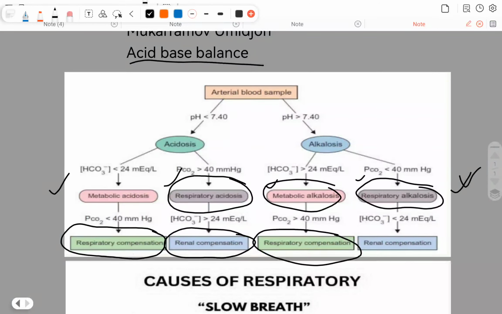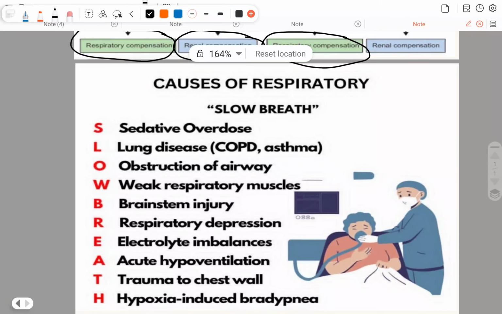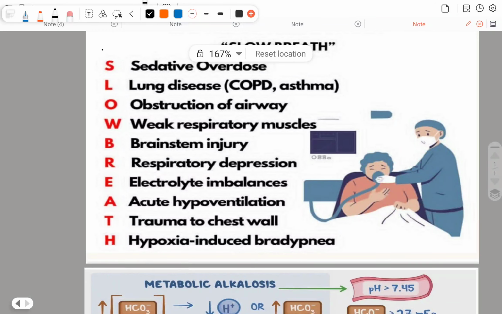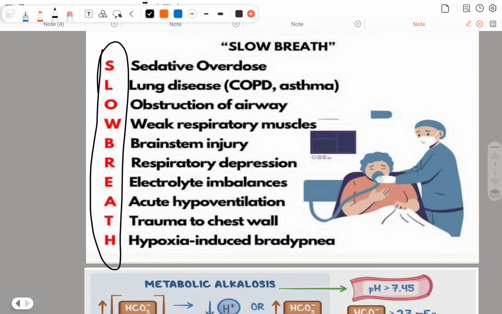Okay, and let's talk about the causes of respiratory acidosis. Respiratory acidosis, as I mentioned above, is caused by the dysfunction of the normal function of the respiratory system. There are several types and causes for the respiratory dysfunction. Let's talk about that mnemonic, SLOW BREATH. Okay, SLOW BREATH. And the S is sedative overdose.